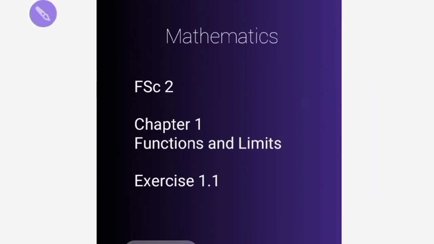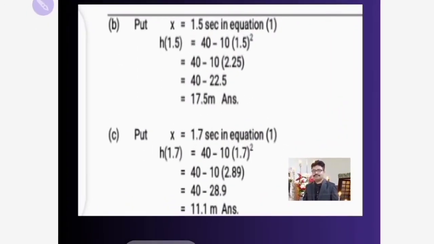Now we will simplify the second part, part B. We have to find the height at x equal to 1.5 second, so write h of 1.5 is equal to 40 minus 10x square, so we'll write 40 minus 10. In place of x we'll put 1.5, so 40 minus 10 into 1.5 square will be written. Now we have to simplify it. 1.5 square is 2.25, so 40 minus 10 into 2.25 will be written. If we multiply 10 into 2.25, that will be 22.5, and 40 minus 22.5, that is 17.5 meters. So at 1.5 second the height is 17.5 meter.